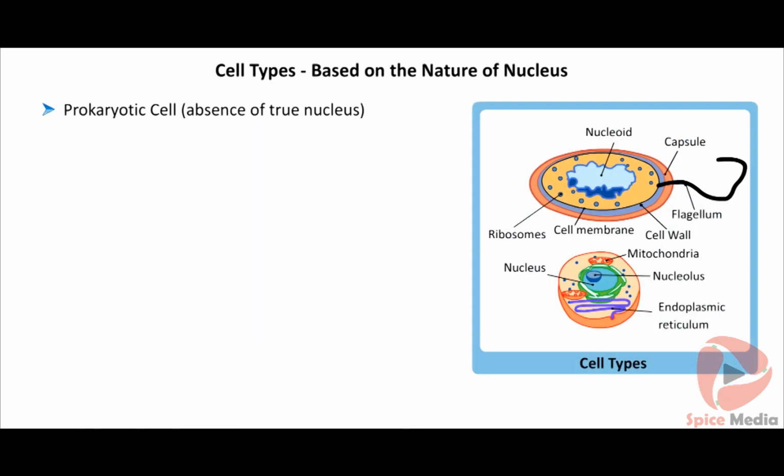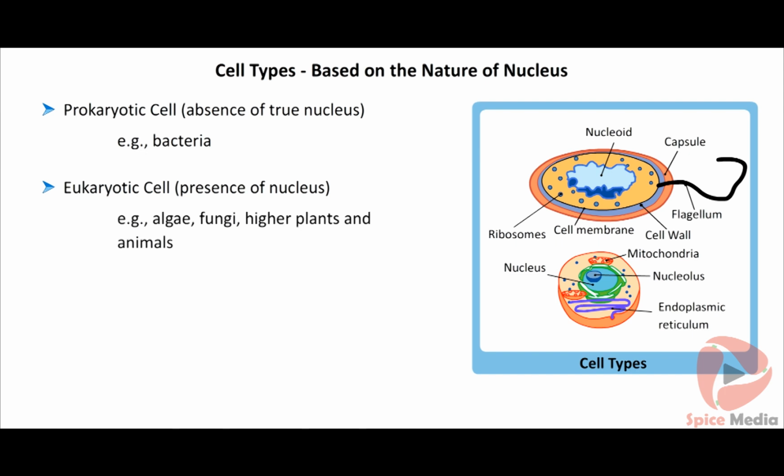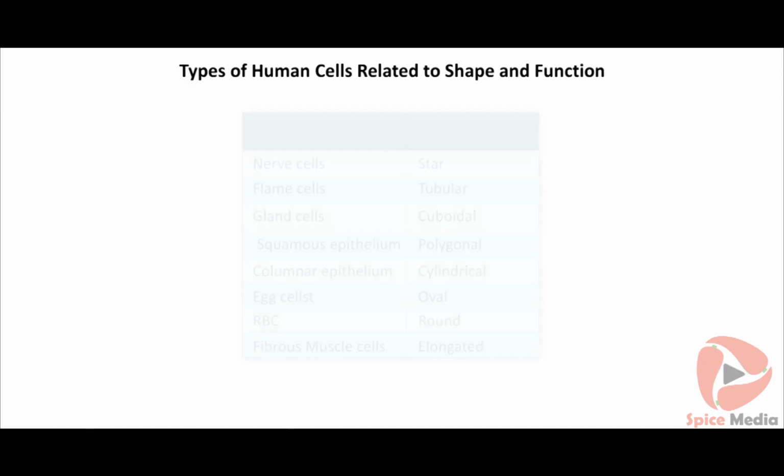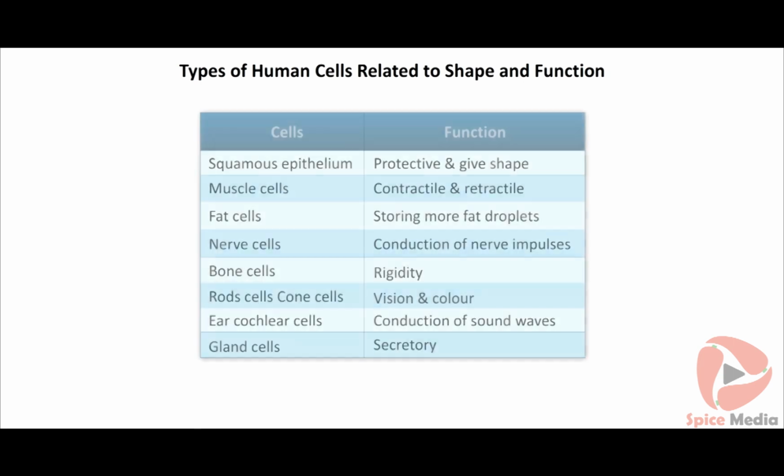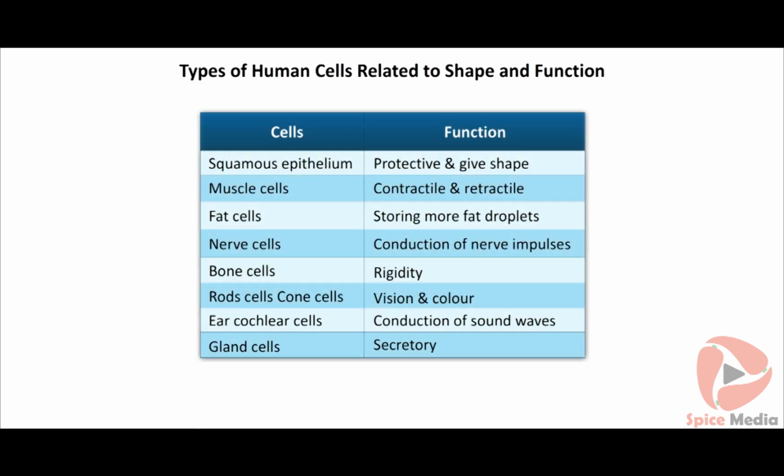The major and the most striking difference between bacterial cells and cells of other organisms is the absence of a true nucleus in bacteria, while a distinct nucleus is present in other cells. Because of this difference, bacteria are called prokaryotes, while all the algae, fungi, higher plants and animals are called eukaryotes. The table listed here shows the various types of cells and their shape. You can also have a look at certain cells and their functions.